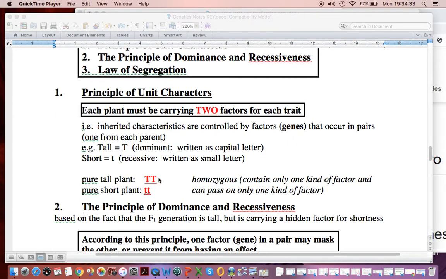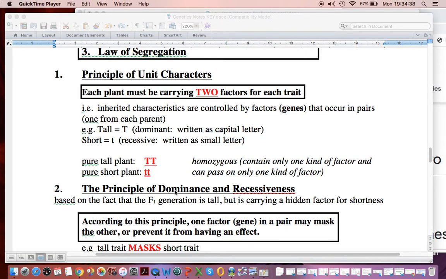So if you have a pure tall plant, it's capital T, capital T. Pure short plant is little t, little t.